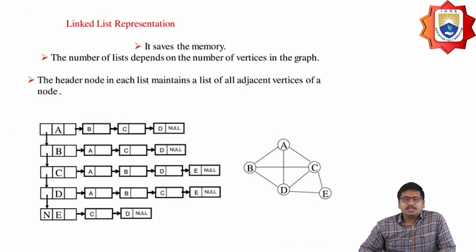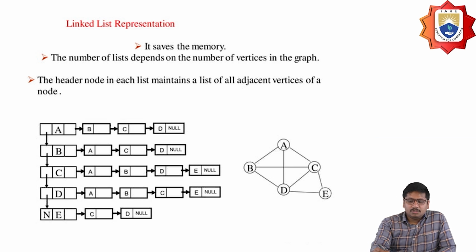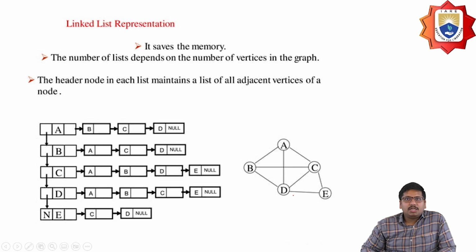So linked list representation. In linked list representation, we are going to save memory first. So that is an advantage of this linked list representation. The number of lists should depend on the number of vertices in the graph. So I'm going to consider 5 vertices. The header node in each list contains the list of adjacent vertices.